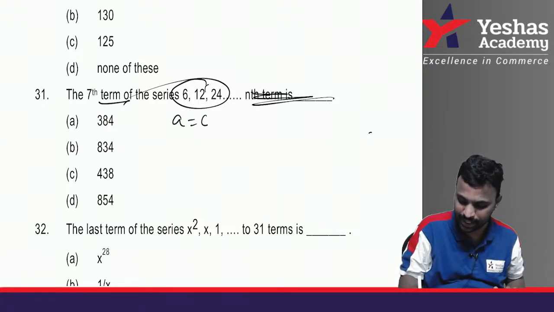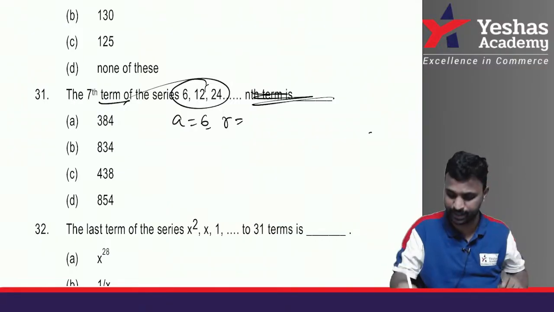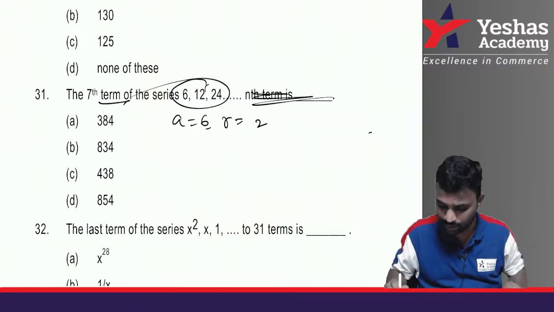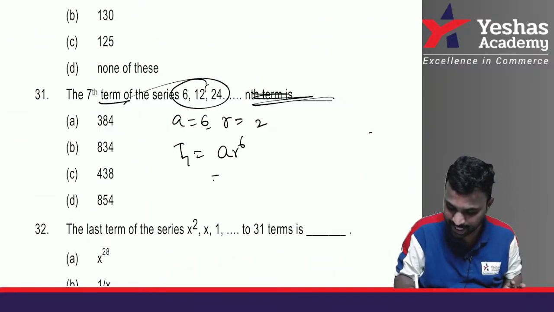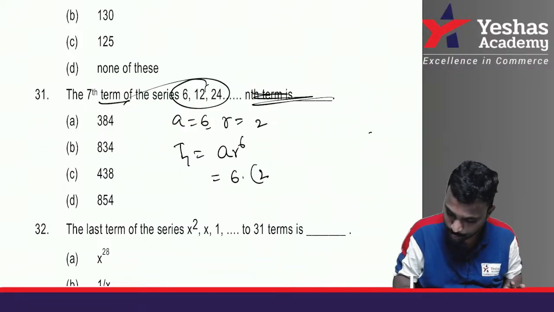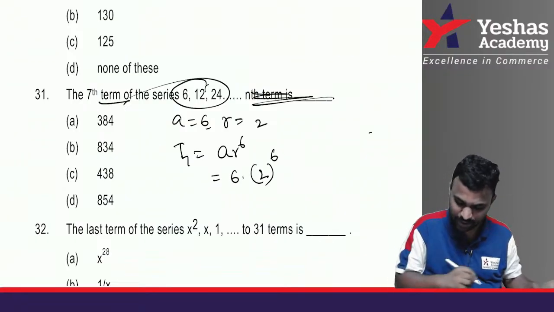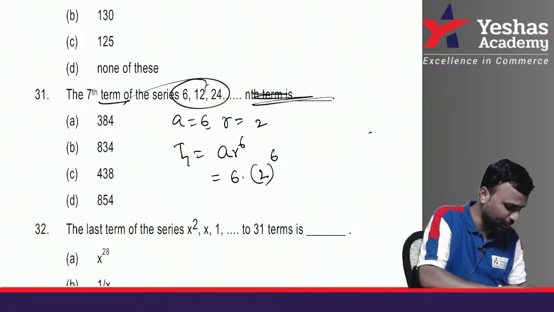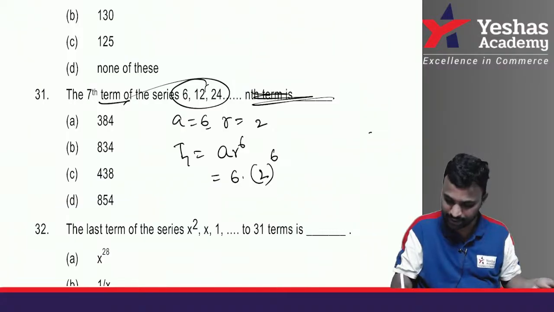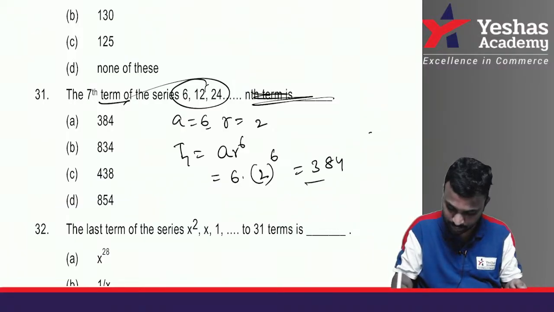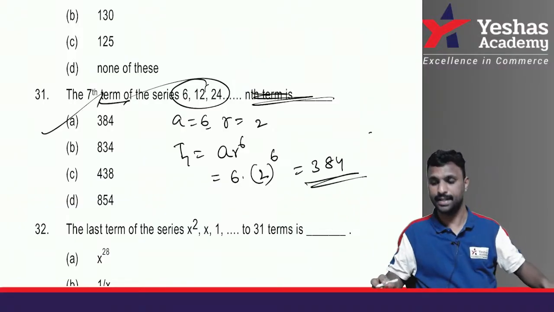Guys, what is A? 6. What is R? Common ratio, 12 by 6 is 2. 24 by 12 is also 2. So it's a GP. Now we need to find the 7th term, that is T7, which is AR power 6. A is 6, R is 2, 2 power 6. What is 2 power 6, guys? Type 2, press into, keep on pressing equal until the counter number is 7. Into 6 you have to do, which gives 384. Option A is the right answer.